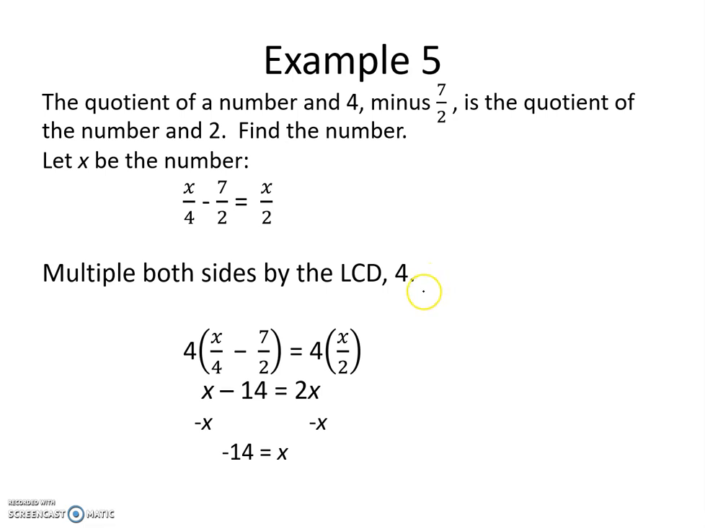In order to clear the denominators, we're going to multiply both sides by the LCD, which is 4. And when we do that, we take 4 times x over 4, simply gives us x. And 4 times 7 over 2 gives us 14. And of course, that's a negative because of this negative. We take 4 times the quantity x divided by 2, and we find that's 2x. Subtract x from both sides, and we're left with negative 14 is equal to x.